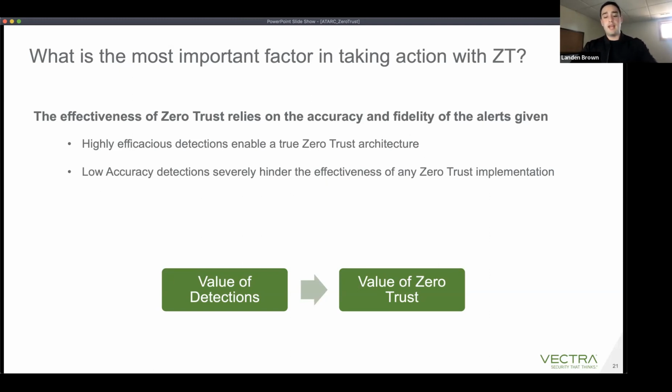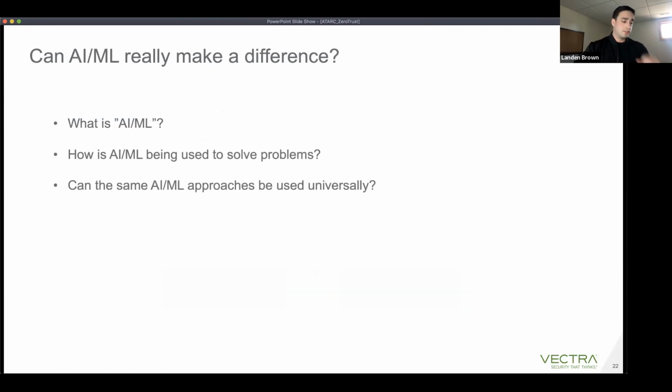But in order to take an efficacious action, you have to have an efficacious detection. You actually have to rely on the effectiveness of your NDR, EDR tools to produce an alert that is of high value to you. That way, we are not experiencing the unintended consequences of artificially and incorrectly restricting access in different corners, right? And so the value of your detection truly impacts and directly relates to the value of your overall zero trust architecture. And so can AI and ML really make a difference in this space when it relates to zero trust?